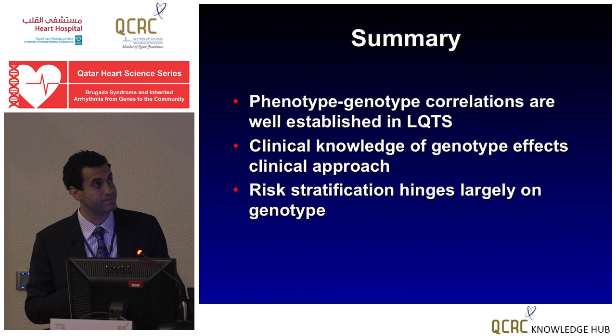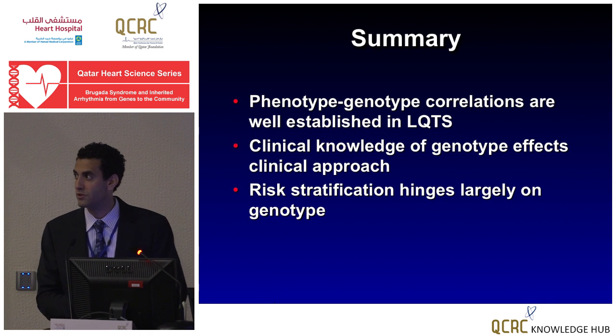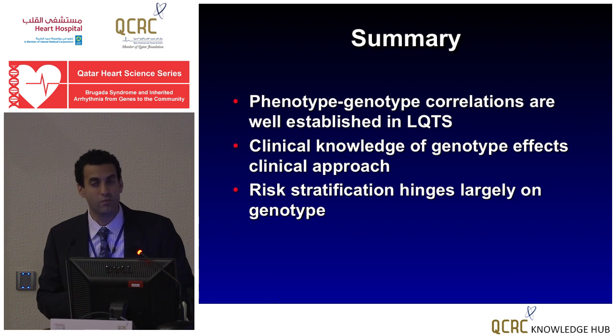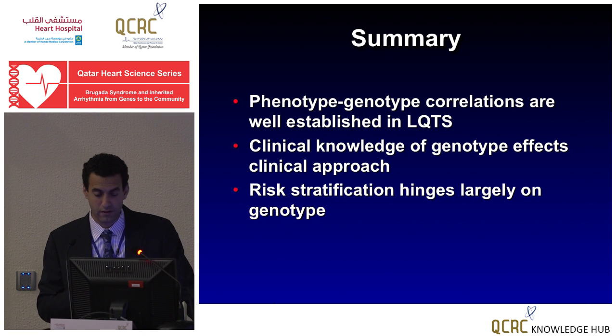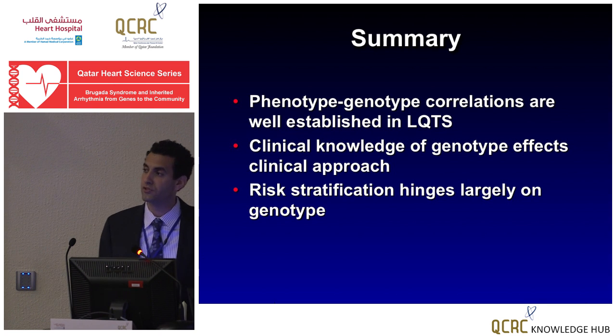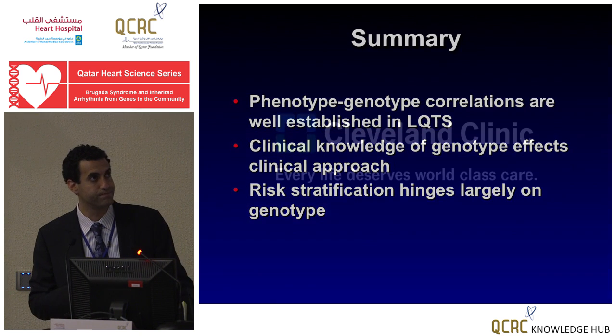With long QT syndrome, phenotype-genotype correlations are really well established, probably the best established, and are the cornerstone of therapy, the cornerstone of risk stratification. Clinical knowledge of genotype effects really guides our clinical approach. And risk stratification really hinges largely on genotype. It's a very important piece of information that we use.